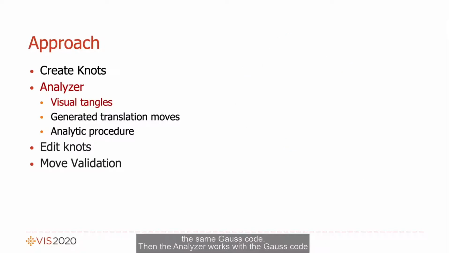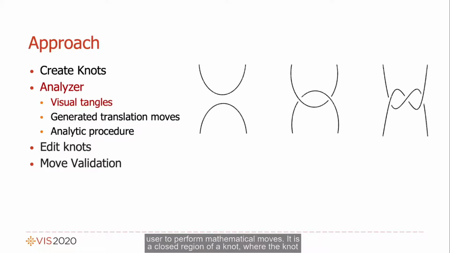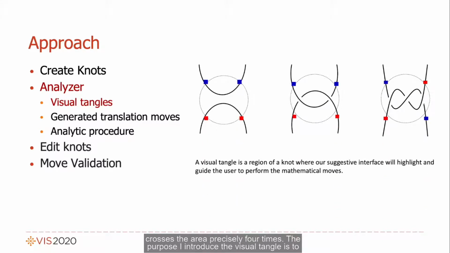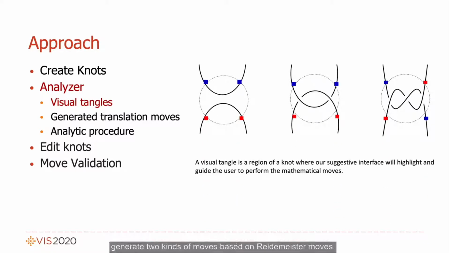Then, the analyzer works with the Gauss code and holds the corresponding relationship between the knot's geometric shape and its Gauss code. Before we talk about the analytical process, I need to introduce a concept, the view tangle. A view tangle is a knot region where our interface will highlight and guide the user to perform mathematical moves. It is a closed region of a knot where the knot crosses its boundary precisely 4 times. The purpose of introducing a view tangle is to generate two kinds of moves based on the Reidemeister moves.